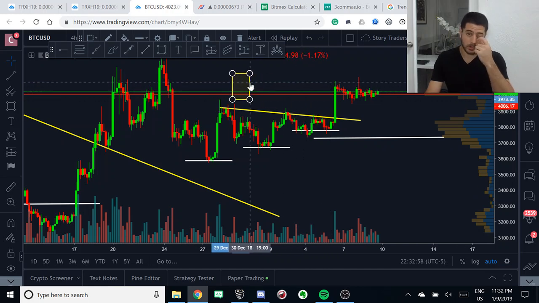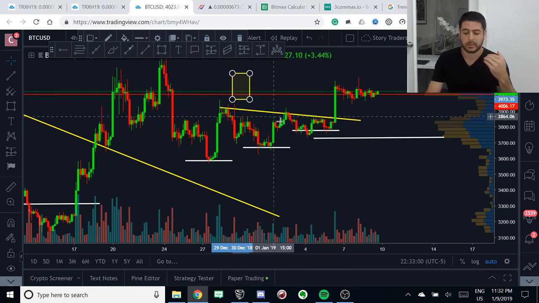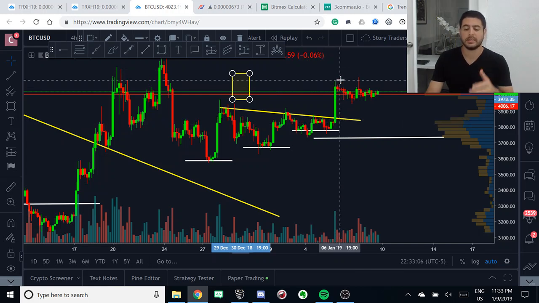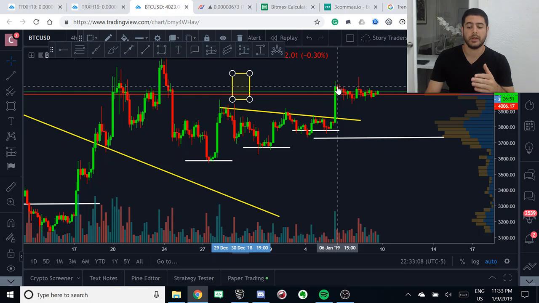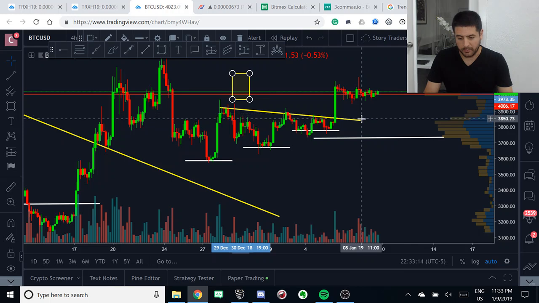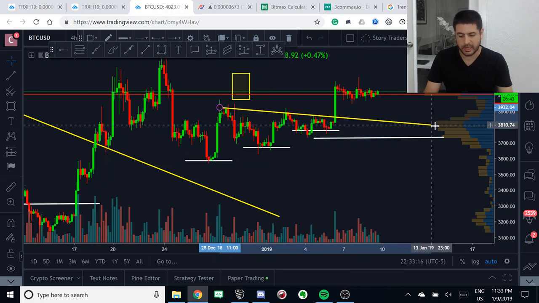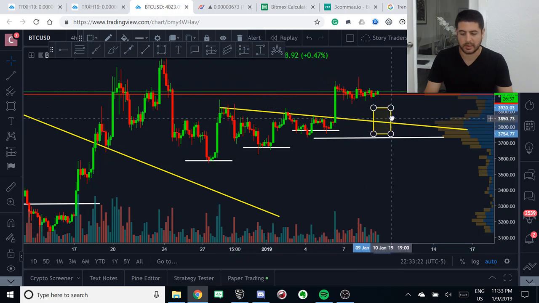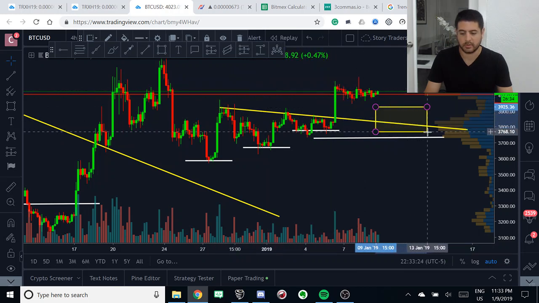So what we want to do is see if that breaks. And as you can see, there's a very strong impulse through it. So in this example it didn't need to get retested to show it is now support, at least not yet. But if we want to draw it out just in case the price action does come back down, we can start to look for it to maybe test in this region.